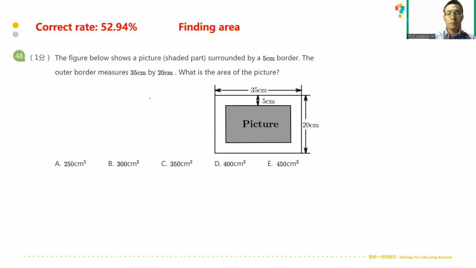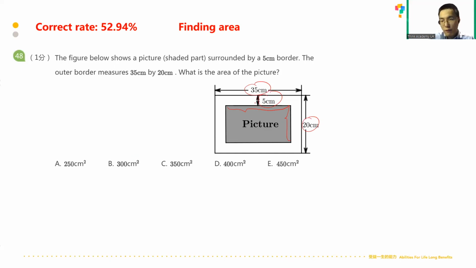The figure below shows a picture, the shaded part, surrounded by a 5 centimeter border. So this is a border type of problem. The most common mistake is that when you find the new length and the new width, you only take away 5 from the original.